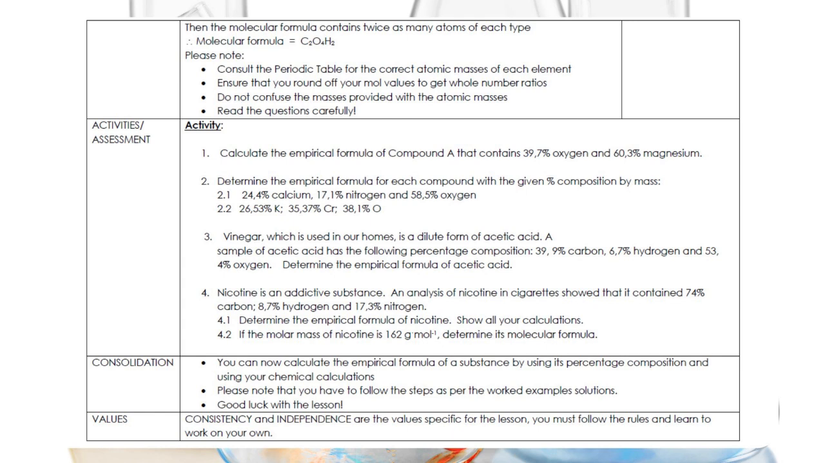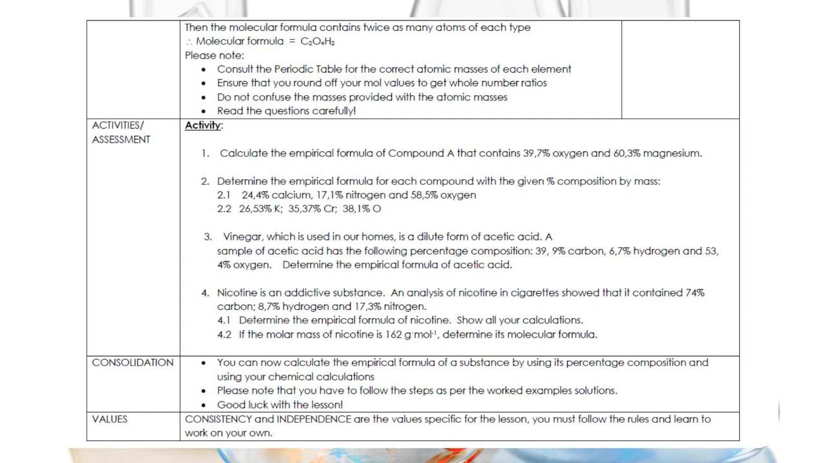Activities/assessment. Activity 1. 1. Calculate the empirical formula of compound A that contains 39.7% oxygen and 63% magnesium. 2. Determine the empirical formula for each compound with the given percent composition by mass. 2.1 24% calcium, 17.1% nitrogen and 58.5% oxygen. 2.2 26.53% K, 35.37% Cr, 38.1% O.